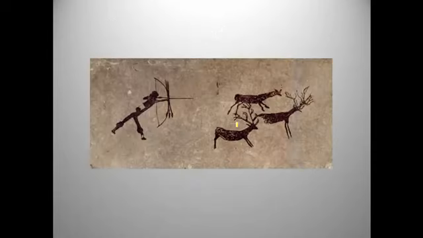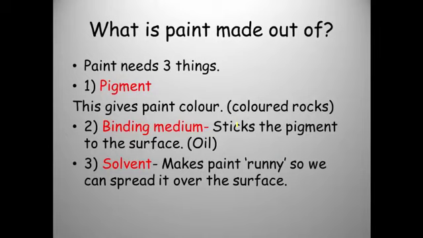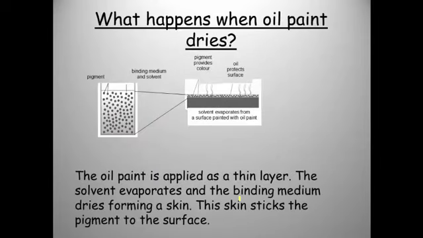So how did those cave paintings stick onto the wall? Well, the reason I'm showing you this is because you need to know about paint, and you need to know about the three bits that paint actually has inside it. Paint contains three things. First of all, it contains a pigment, which gives the paint its colour, i.e. coloured rocks. Binding medium sticks the pigment to the surface, which is going to be the oil. And then you've got the solvent. The solvent makes the paint runny, so we can spread it over the surface. So those are the three things that a paint has in it.